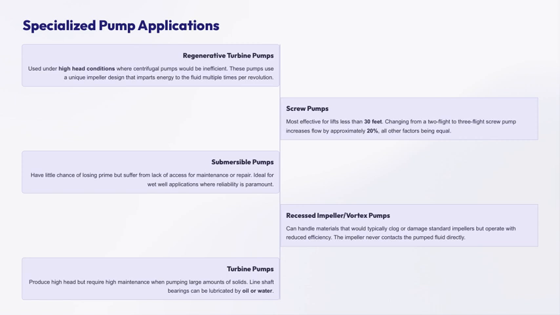Then there are recessed impeller or vortex pumps. These are designed to handle materials that would usually clog or damage standard impellers. The trade-off is that they tend to operate with somewhat reduced efficiency. The key point is that the impeller doesn't contact the pumped fluid directly, which helps prevent clogging and damage.